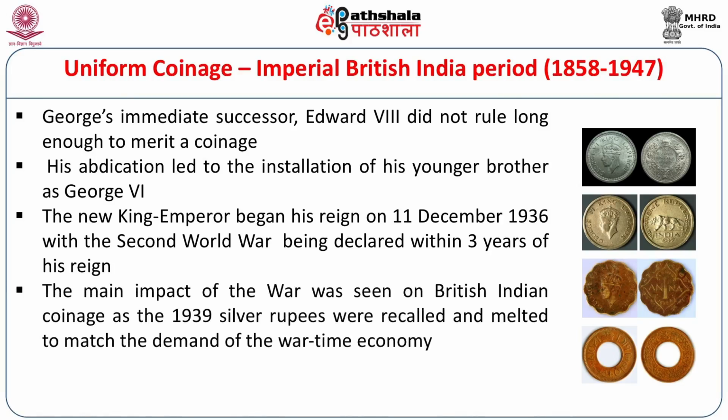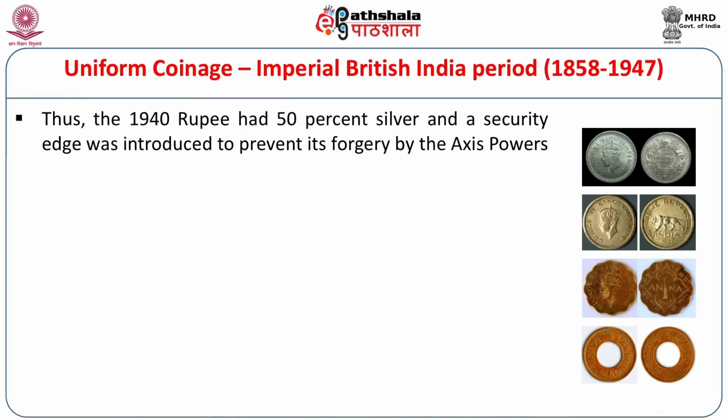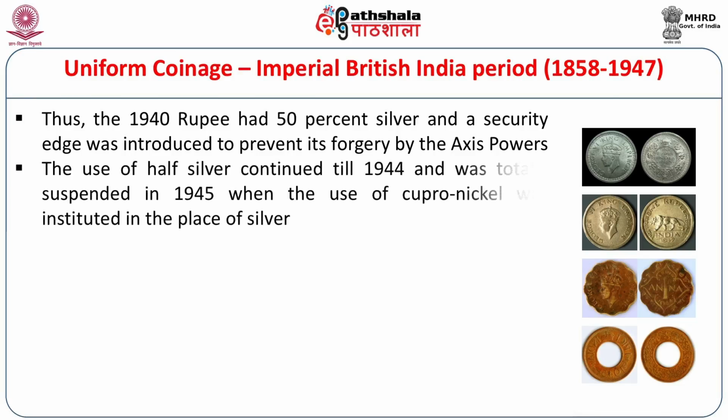his reign. The chief impact of World War II was seen on British Indian silver coinages, as in 1939 the silver 1 rupees were recalled and melted to match the demand of the wartime economy. From 1940 onwards, the Indian rupee began to have 50% silver, with a security edge introduced to prevent its forgery by the Axis powers. The use of half silver was stopped in 1945 and totally suspended for the use of cupronickel for the first time in place of silver.